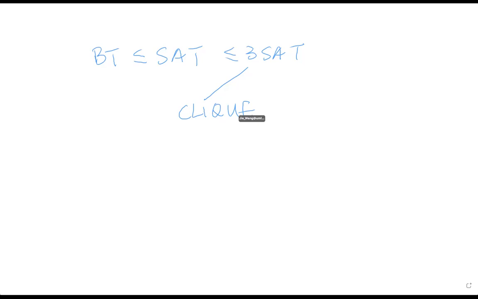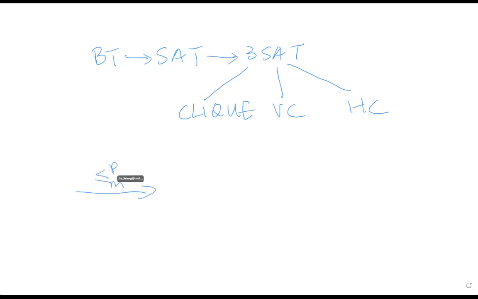Okay, so that reduction we did last time. And today we show that we can reduce 3SAT to VC, vertex cover. And then the last one we're going to see today is Hamiltonian cycle. So we're going to reduce 3SAT to HC. So that is the roadmap. We use an arrow here, and this arrow means reduction direction.